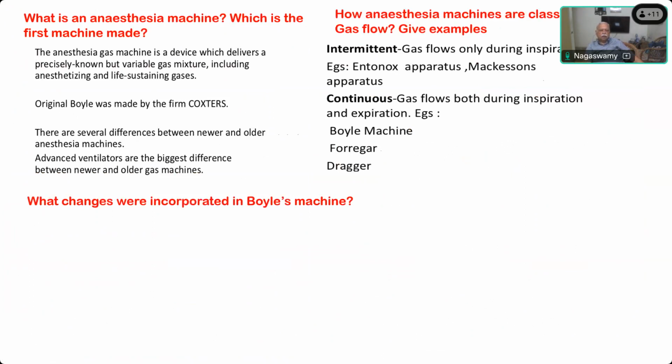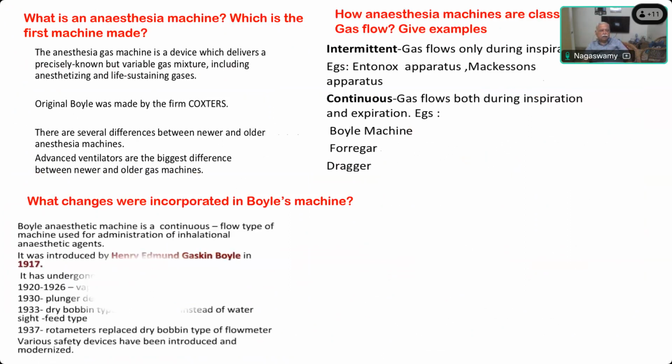And what changes were incorporated in Boyle's machine over the period of time? This is a very favorite question of one of the examiners who has written an article on anesthesia machines in the Indian Journal of Anaesthesia. Year-wise, they have given all the improvements or additions that have been made. So if you see that, this is like a history. In 1917 was the first introduction of the Boyle machine by Henry Edmund Gaskin Boyle, and it underwent modifications. Between 1920 and 1926 vaporizer bottles were added. In 1930, a plunger device was added to the vaporizer bottle. In 1933, a dry bobbin type of flow meter instead of the water sight feed type. Earlier it was like this. And then in 1937 rotameters replaced by dry bobbin flow meters. And various safety devices have been introduced on and off in the modern anesthesia machine.